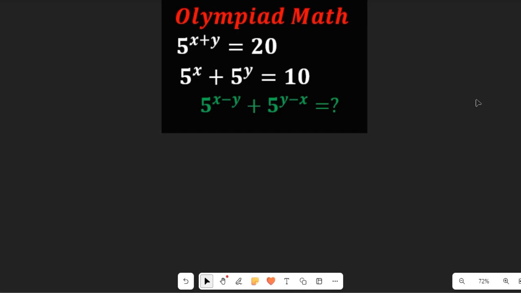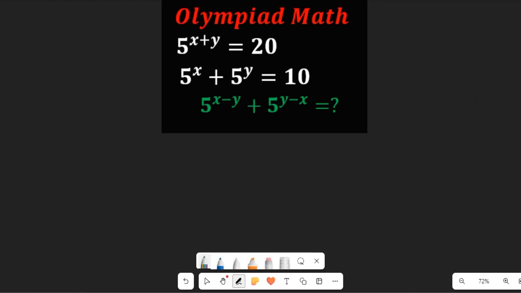Hey, can you solve this maths Olympiad exam question? You're required to find the value of 5 to the power of x minus y plus 5 to the power of y minus x. Now, considering all the expressions you know in indices and exponent rules, I want us to see how we can use that in solving this question.